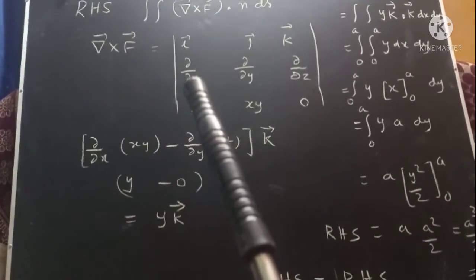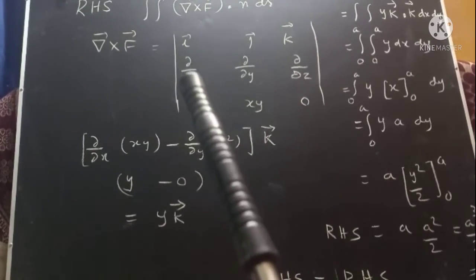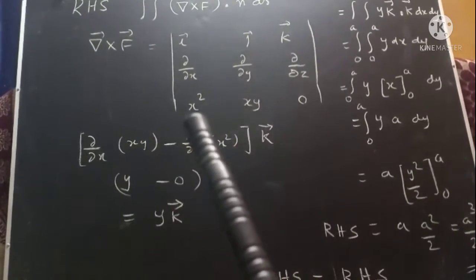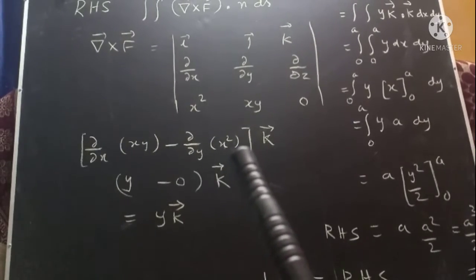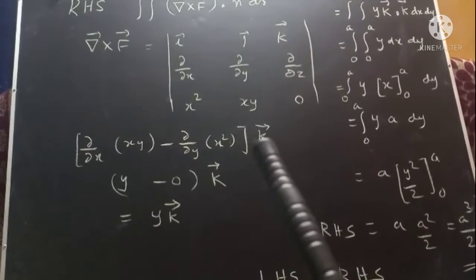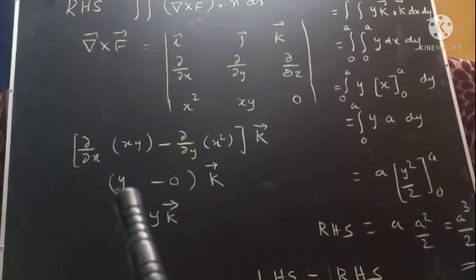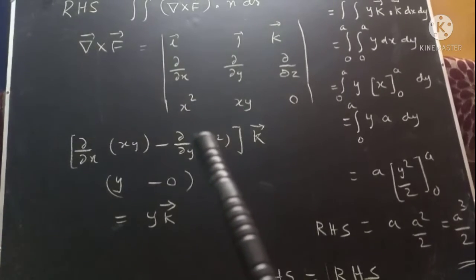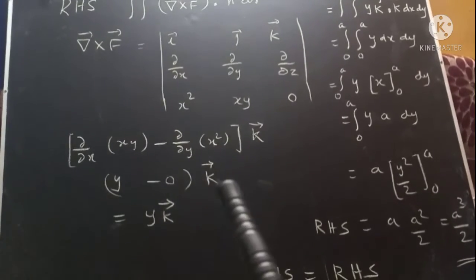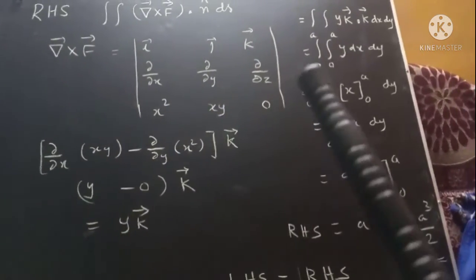Remaining: dou by dou x, dou by dou y, x square, xy. The determinant is dou by dou x of xy minus dou by dou y of x square, for the k vector. Differentiating with respect to x gives 1, remaining y. In x square there is no y term, so the differentiation is 0. So del cross F is equal to y k vector.